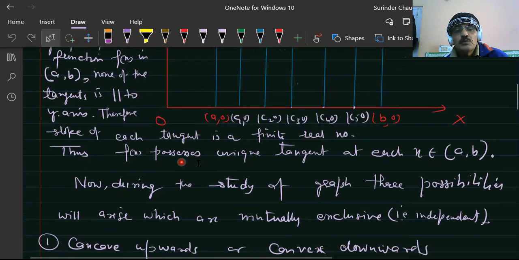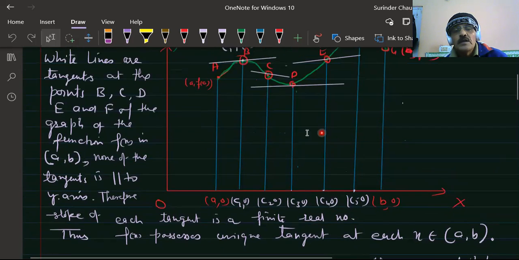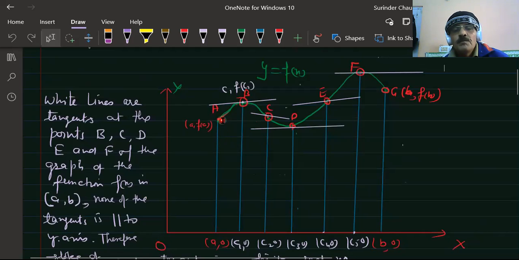Thus, f(x) possesses a unique tangent at each x belonging to the interval, which implies this graph has no sharp turn at any point. Means at each point the tangent exists, a unique tangent at each point.